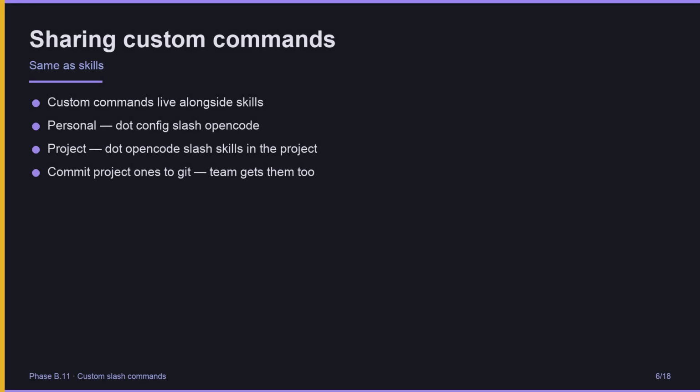Sharing custom commands works the same as sharing skills. Personal commands live in .config/opencode/skills inside your home folder. Project commands live in .opencode/skills inside the project. Commit the project ones to Git, and the whole team gets them. Personal ones stay personal, they don't travel with the codebase.